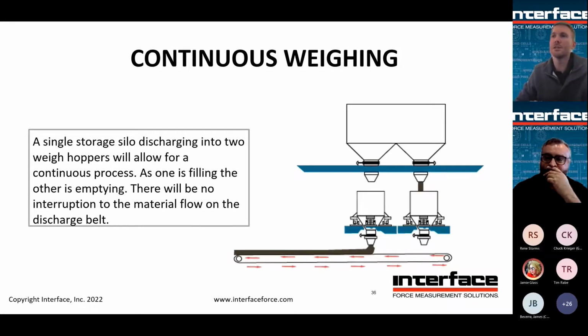So this is truly continuous weighing. A single storage silo discharging into two weigh hoppers will allow for continuous process. As one is filling, the other is emptying, and there will be no interruption to the material on the flow discharge belt.